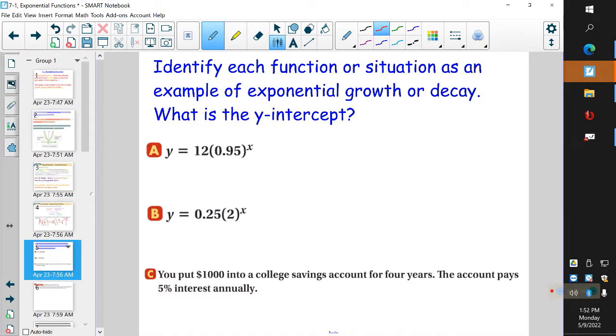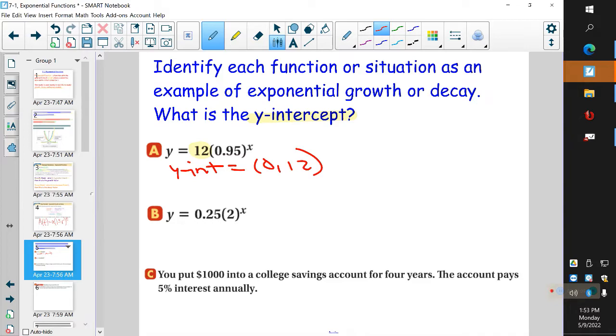Now, an example. Identify each function or situation as an example of an exponential growth or decay. So, the very first thing I need your brain to look at here is this 12. Your 12 is the initial value, which is also known as your y-intercept. So your y-intercept is the point 0, 12. You with me? That's what you are going to write.